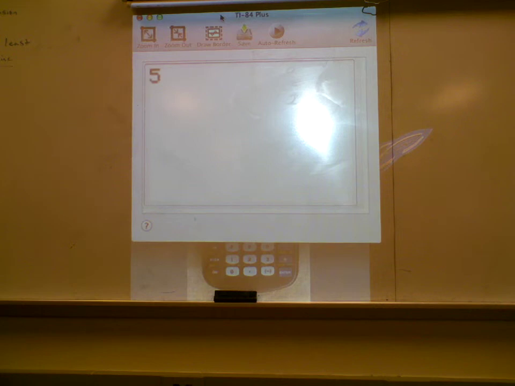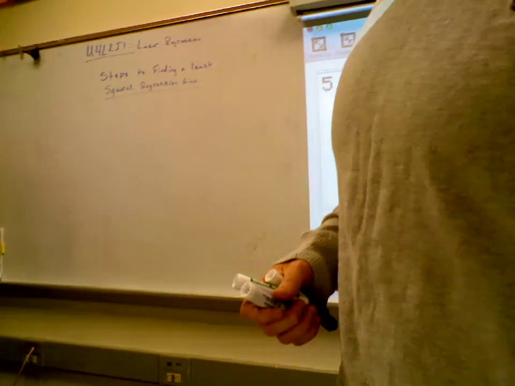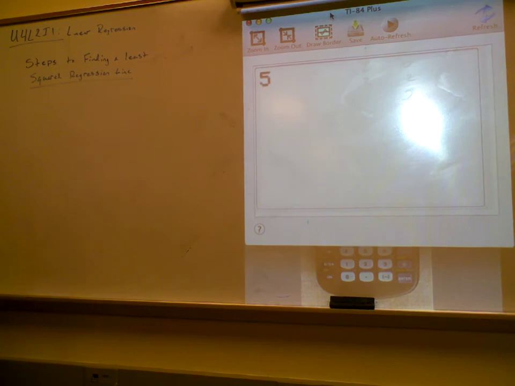All right. So what we're going to do is find the steps to finding a linear regression equation. We are going to learn the steps. On the front page of your notes, there's a box that says the steps to finding a linear regression equation. The first step is you need to hit the button called stats.